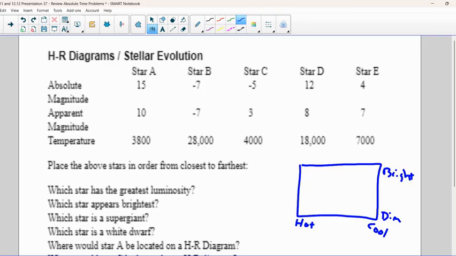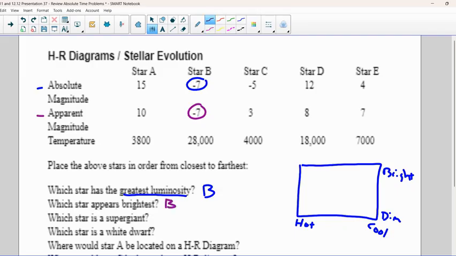So just looking up here, I'm going to do this part first just to get that clear. The greatest luminosity is going to be the star that is the brightest, and a -7 for my absolute magnitude, that's going to be the brightest star. So star B has the greatest luminosity. Which star appears the brightest? For that one, I'm going to look at my apparent magnitude, and once again, the negative number, so a -7, is going to be the one that appears the brightest.